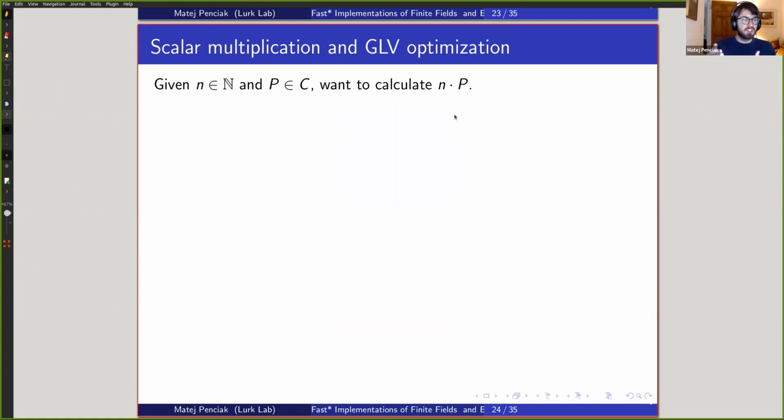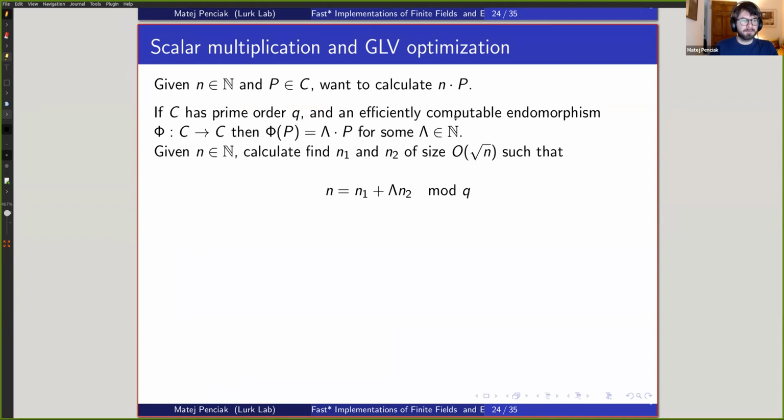So once you've chosen your coordinate system, given the cost benefit analysis from before, you want to actually start doing things with it. So say scalar multiplication, which is the problem of finding n times p for n a natural number and p a point on your curve. And you can even speed these things up a little bit depending on the curve you're working over. And so in the special case where your curve has prime order q and an efficiently computable endomorphism phi, then phi of a point, well, it has prime order, it has to be another point on the curve. So it's going to be some multiple of that original point p. And so that number we'll just fix as lambda.